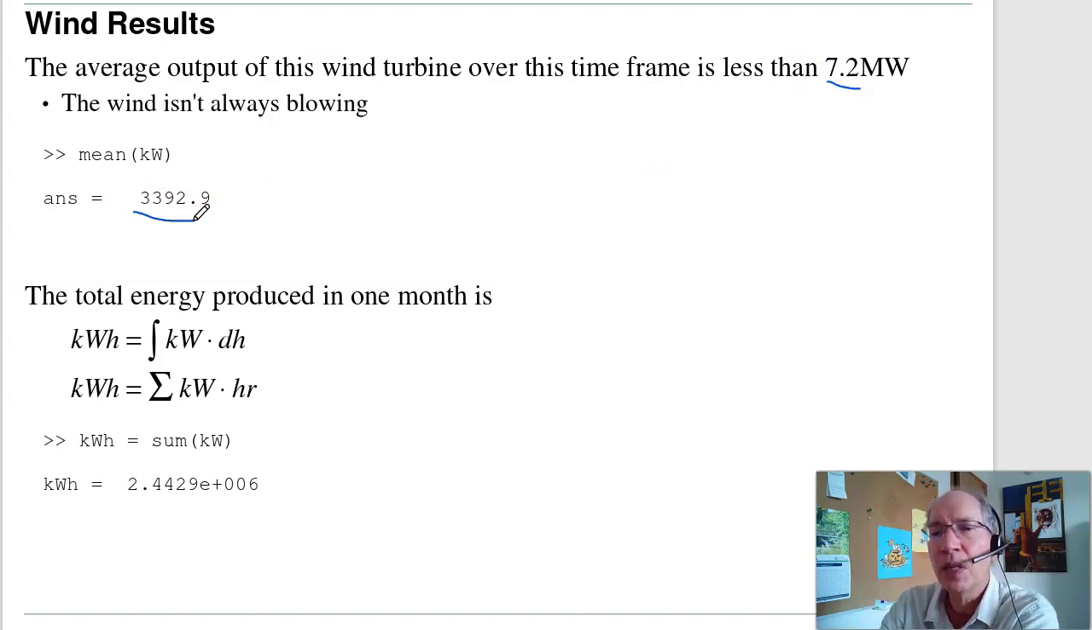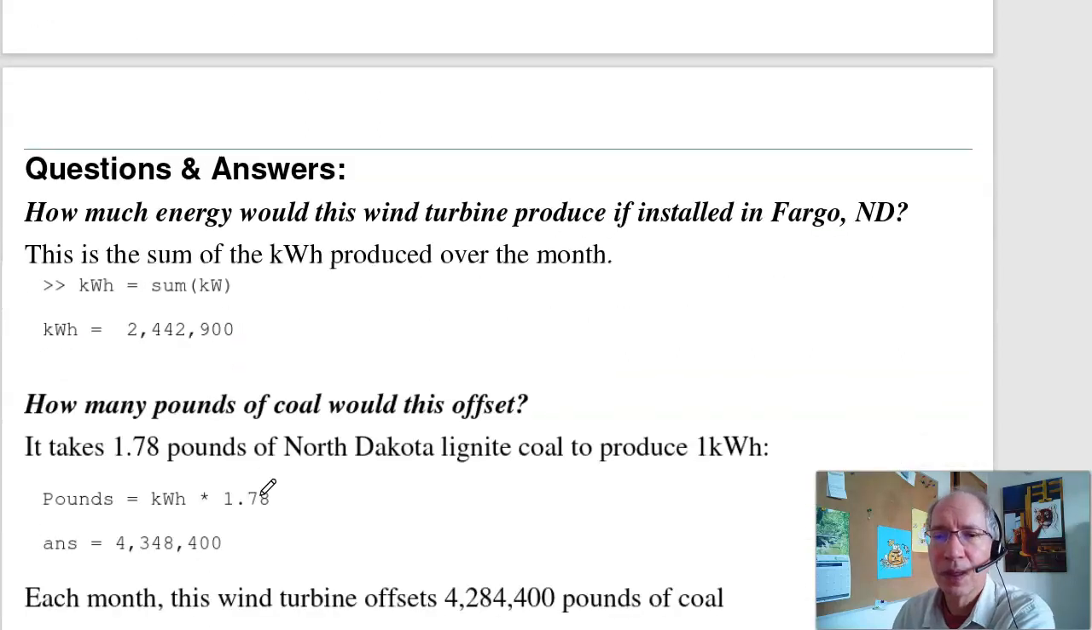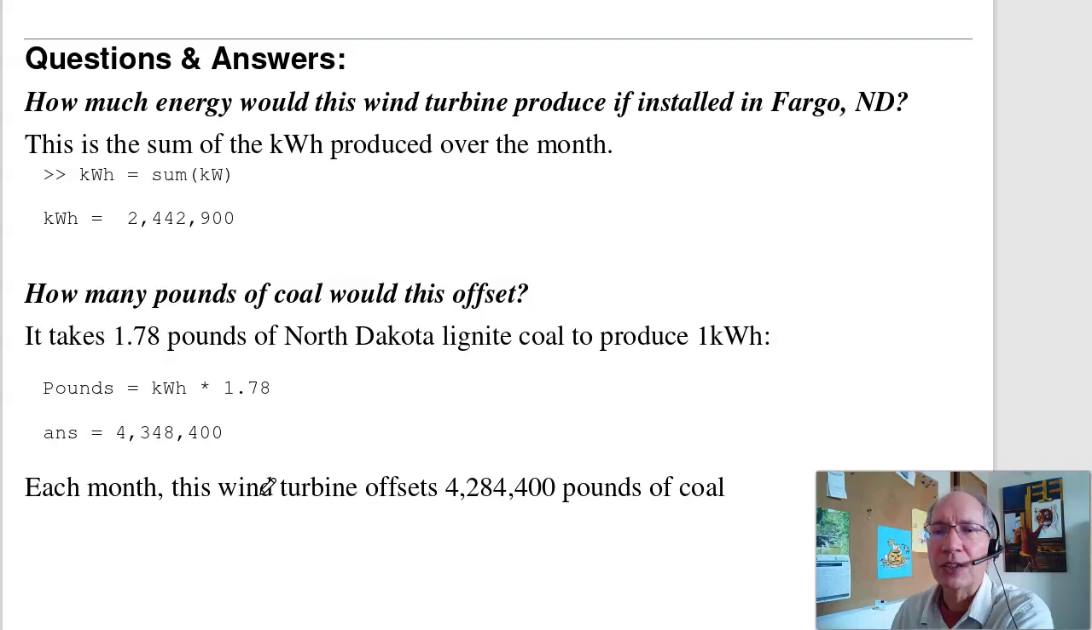The total energy I produce will be the sum of the kilowatts. Add them all up, I get 2.4 million kilowatt hours. It's a big number. Questions and answers. How much energy would this produce if installed in Fargo, North Dakota? Well, that's the sum. Over the month of April 2023, this wind turbine should produce 2.4 million kilowatt hours.